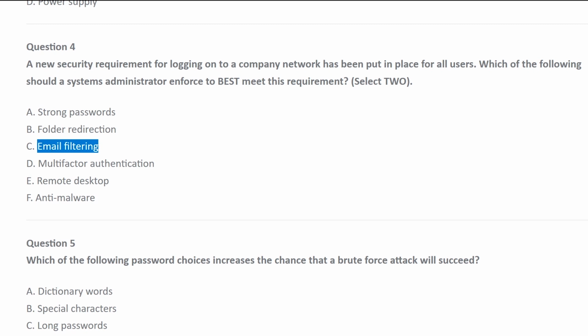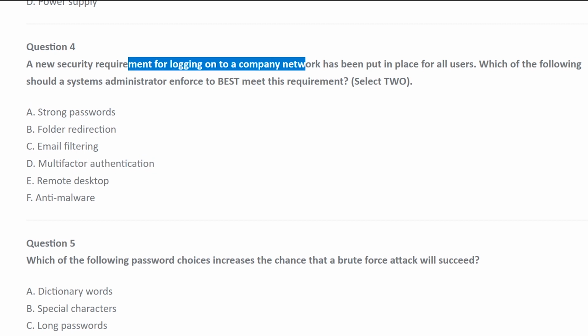And then we got email filtering. What this does is it filters emails. So it's like a spam filter. You know how you have spam in your email? That's what this is. So we can implement spam filtering. That's not bad either, you know. But we're talking about logging into the company's network or their computers, right?